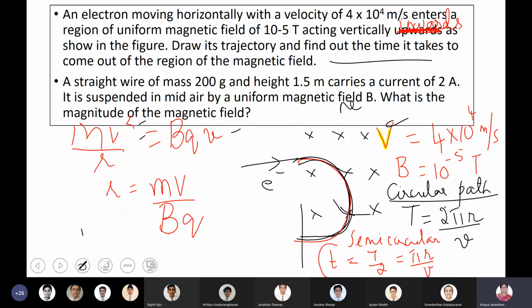Can you substitute this in the formula for the time taken for the semicircular path? Now, what is the mass of an electron? Boys, what is the mass of an electron?